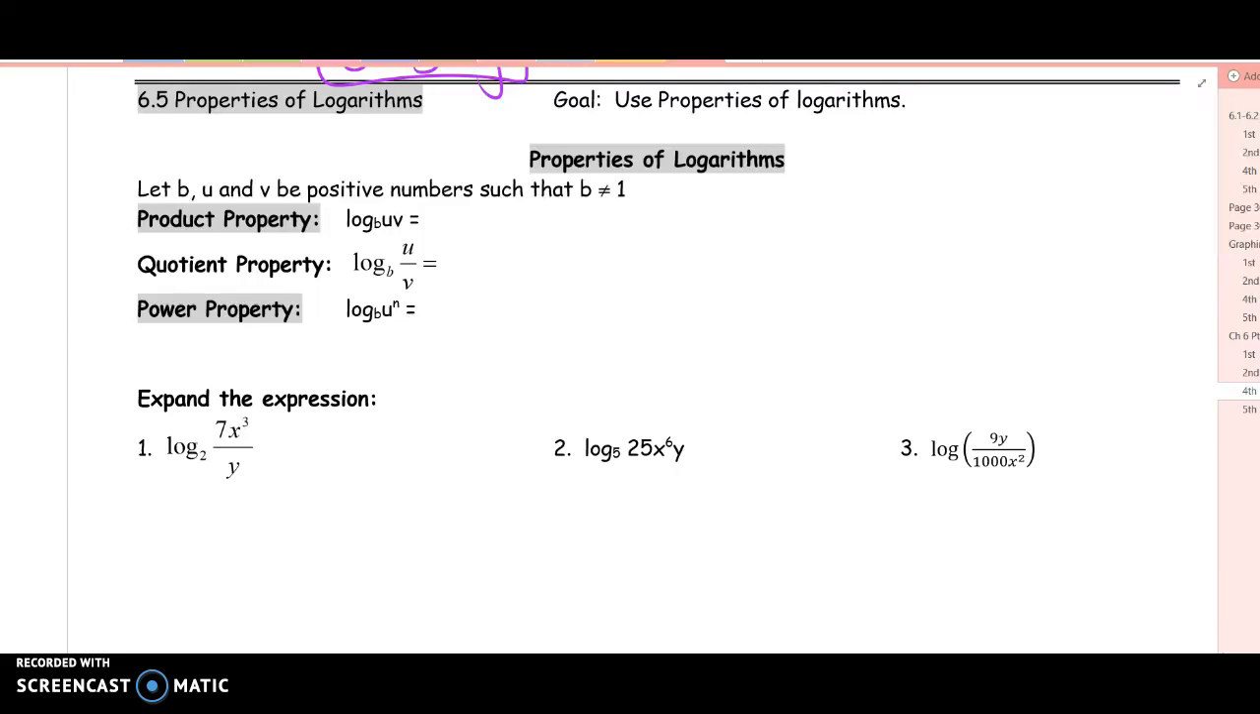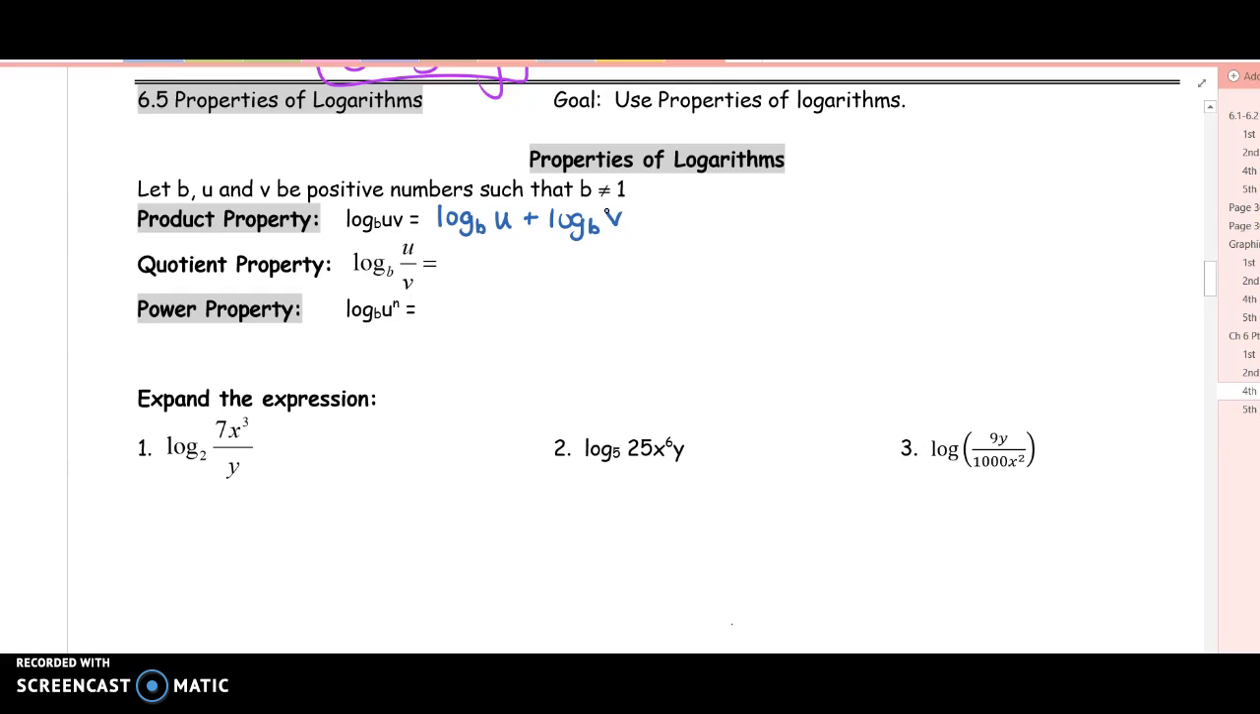Okay, there are three properties of logarithms we're going to be using today: the product property, the quotient property, and the power property. It is not important for you to memorize the names. The product property basically says that if you have a product inside the log, so inside log base b we have u times v, multiplication inside the log is the same as addition outside of the log. So this splits into the log base b of u plus the log base b of v.